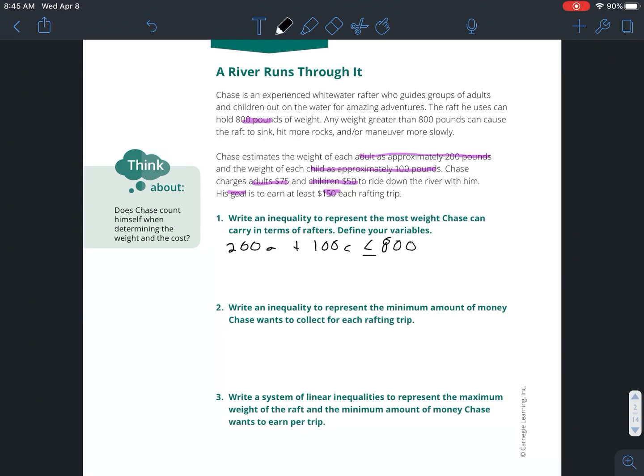That's for the weight. Now, an inequality for the minimum amount of money Chase wants to collect each rafting trip. So he wants to collect minimally $150. So that's got to be greater than or equal to $150. Okay? So right there, we know that part alone. Now, let me just double check this.